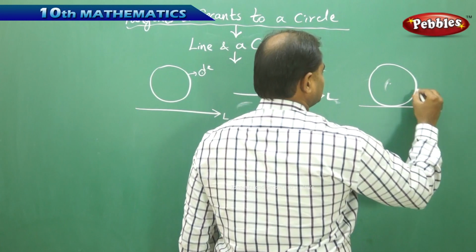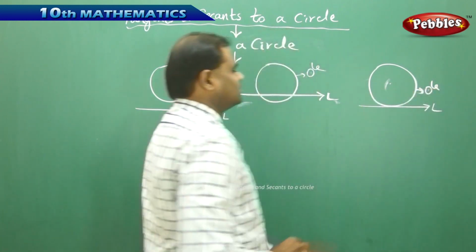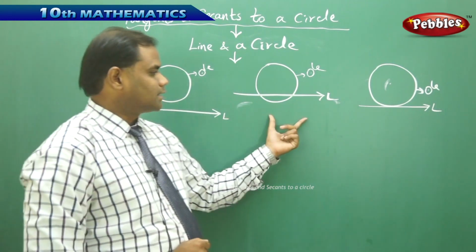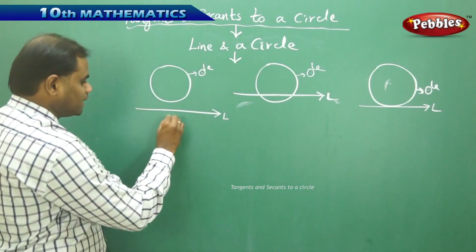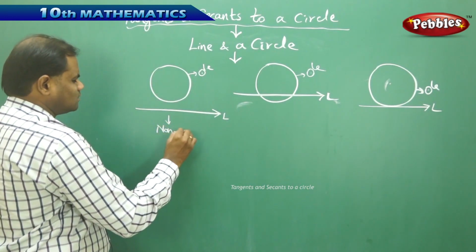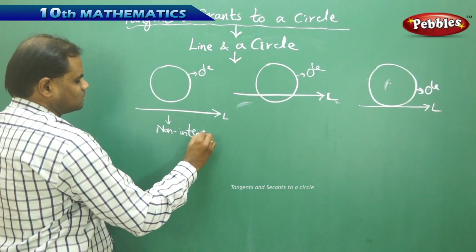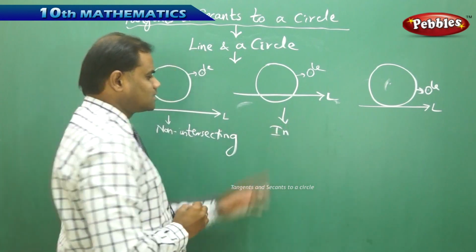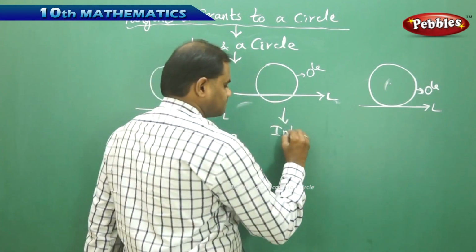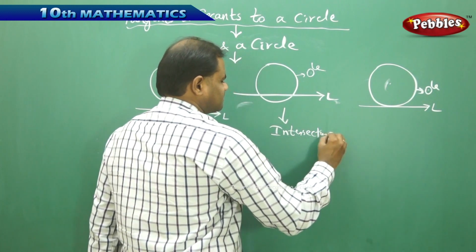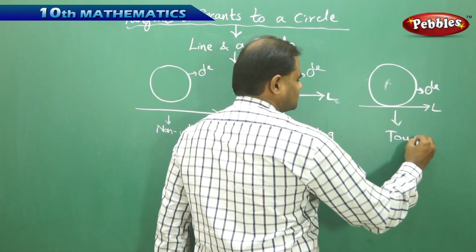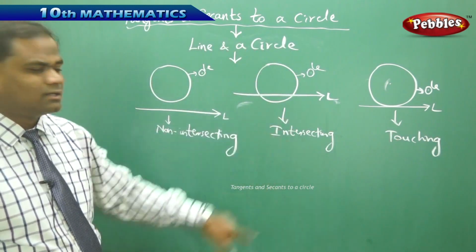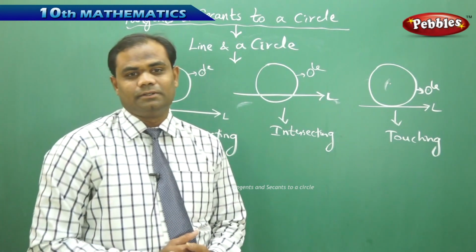And the third possibility is that a line touches the circle. This is how we study the three different cases. In this case, the line touches the circle. So here we have three possibilities: non-intersecting, intersecting, and touching. I refer to this as non-intersecting, I refer to this as intersecting, of course intersecting at 2 points, and I refer to this as touching, because the line touches the circle here, the line intersects the circle here, and the line does not intersect the circle here.